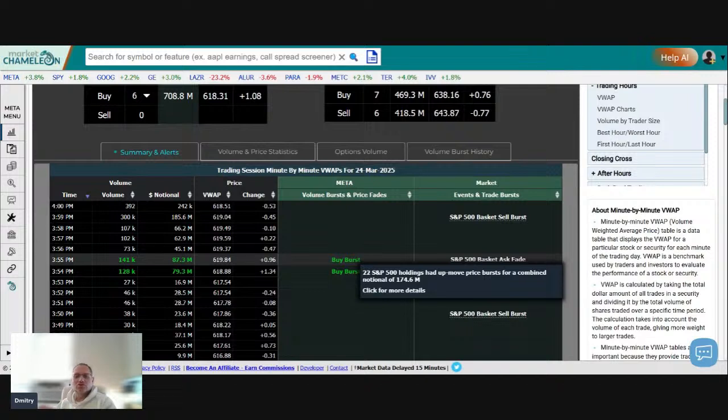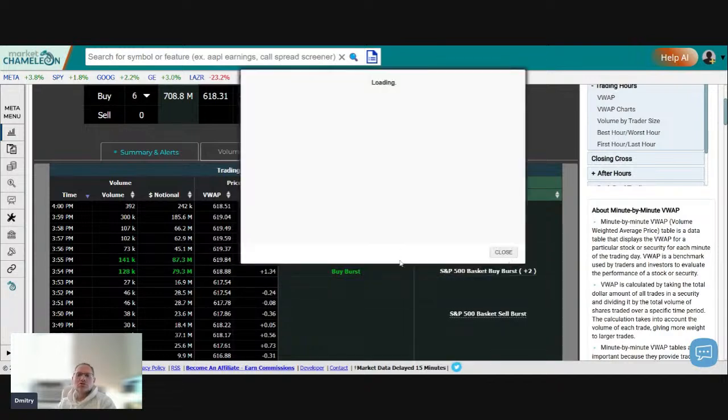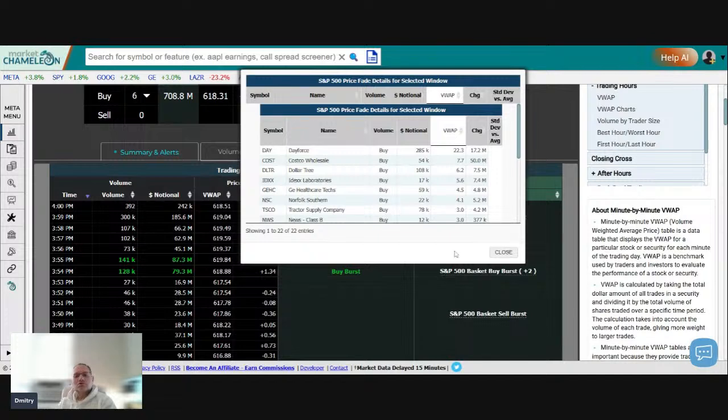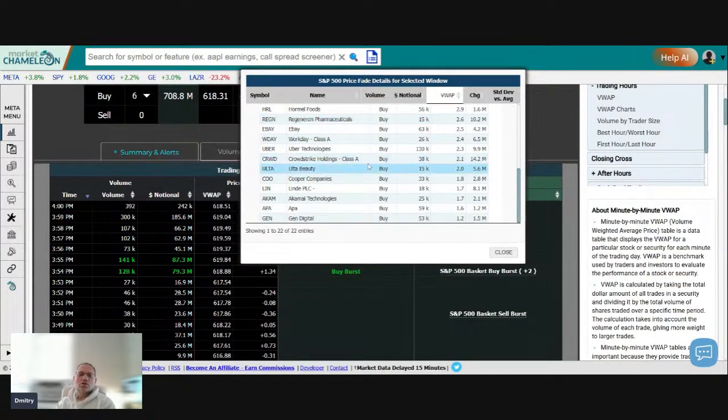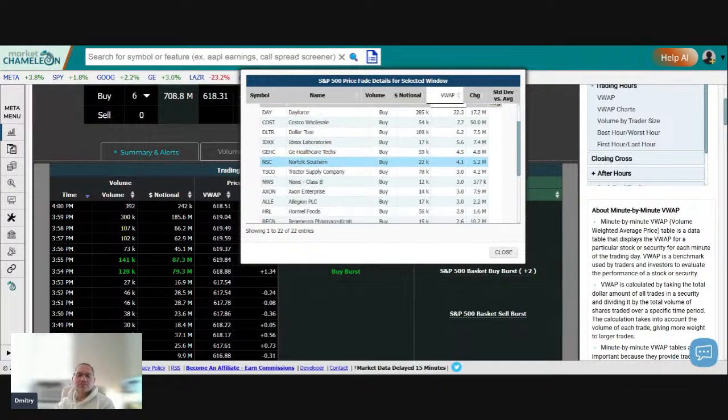So in the S&P 500, there are 22 stocks here that moved up within that same minute. That would be an unusual event for that minute. So we could even click on that. Oops, I clicked too many times, but this would be the other S&P 500 stocks that saw an unusual fade to the buy side.